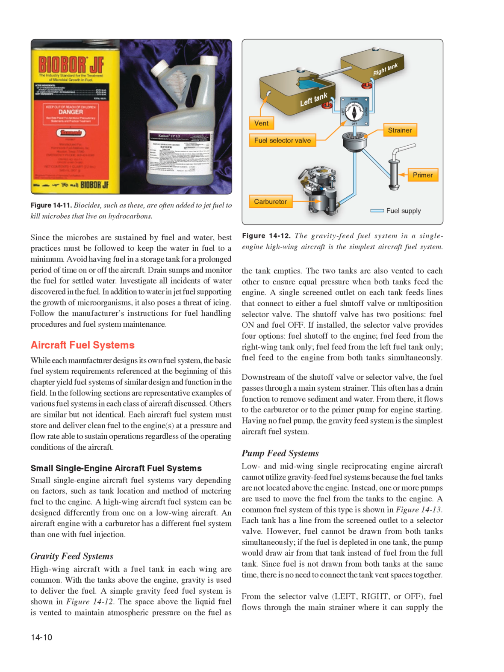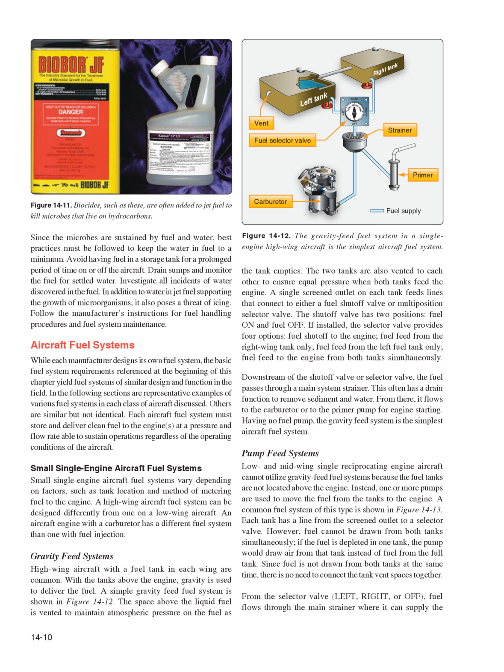Pump feed systems. Low and mid-wing single reciprocating engine aircraft cannot utilize gravity feed fuel systems because the fuel tanks are not located above the engine. Instead, one or more pumps are used to move the fuel from the tanks to the engine. A common fuel system of this type is shown in Figure 14-13.